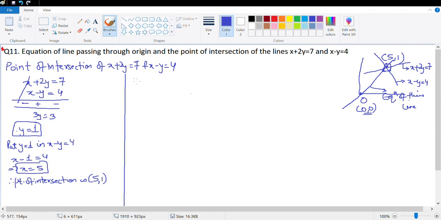So let's write this. Slope of required line will be given by (y2 minus y1) upon (x2 minus x1). In this case, y2 let it be 1, y1 is 0, x2 be 5, x1 is 0. So this is equal to 1 upon 5. So the slope of the required line is 1 upon 5. So now we need to find the equation.